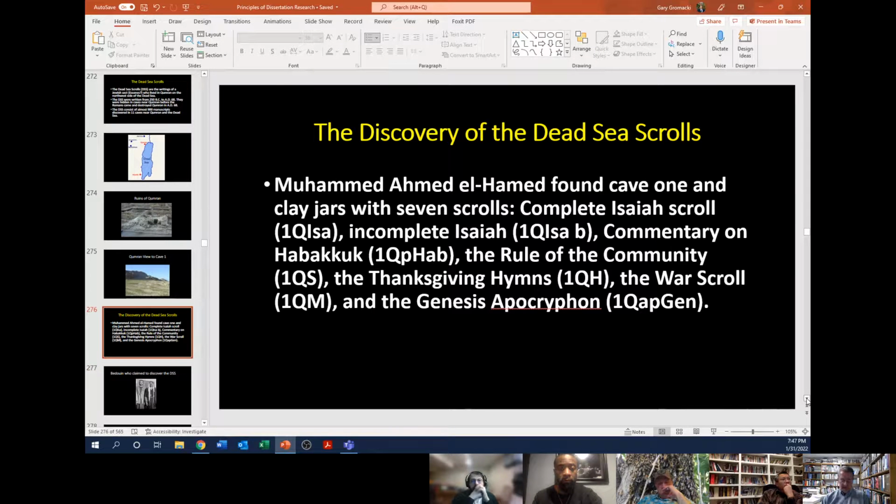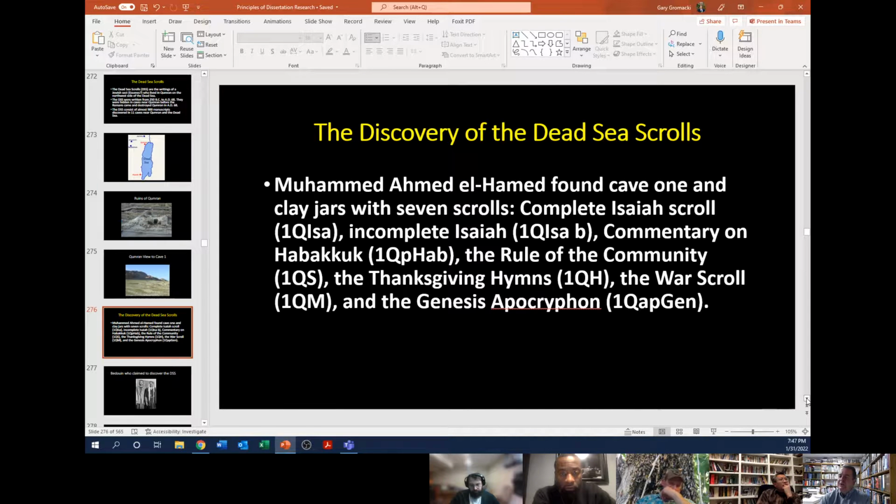So I have a paper on the discovery of the Dead Sea Scrolls. And of course, it was 1947 that the shepherd Muhammad found Cave 1 with the clay jars. They call those scroll jars, with 7 scrolls, including the complete Isaiah scroll. Notice how they reference them. You should probably learn that.